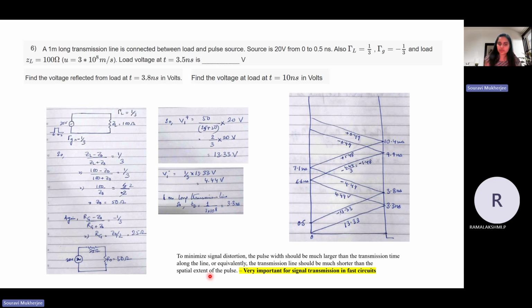Okay. This is very important when we design fast circuits which involve very short pulses for very small times, all those kinds of things.